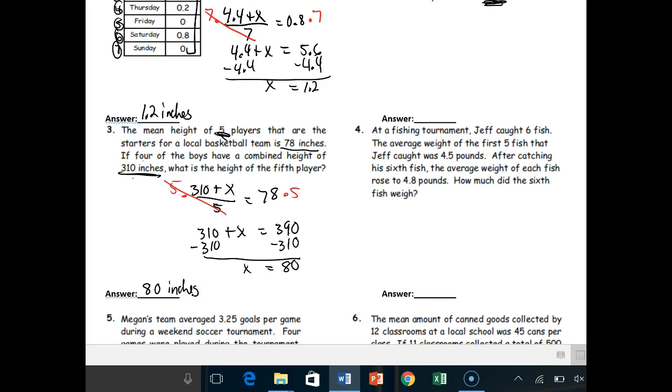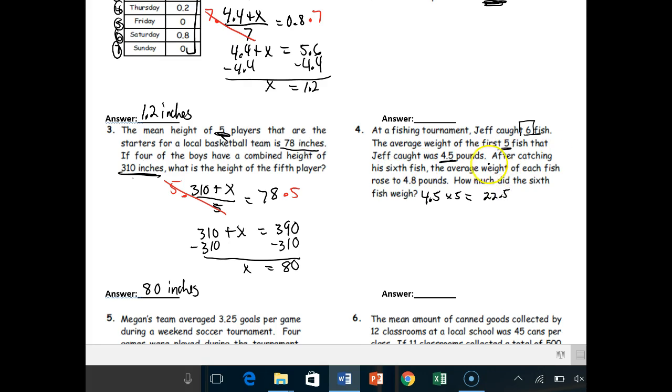Okay. Number 4 is a tad bit tricky, so I'm going to also help you out with it. So at a fishing tournament, Jeff caught 6 fish, so that's what we'll be dividing by. The average weight of the first 5 fish that he caught was 4.5 pounds. So they haven't given us a subtotal yet. We actually have to multiply 4.5 times 5 to get us our subtotal. That's a little bit different than all the other ones. That gives us 22.5. So that's our subtotal.